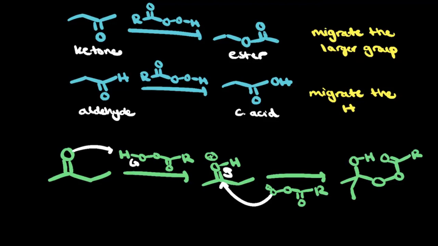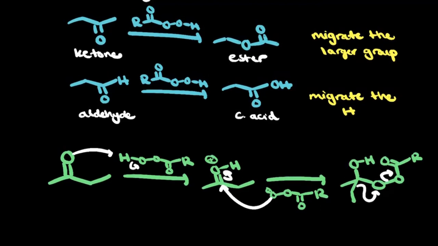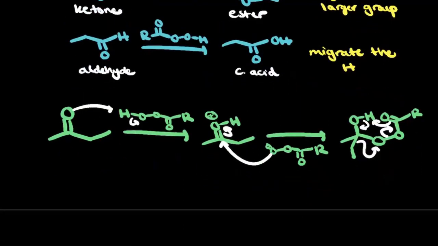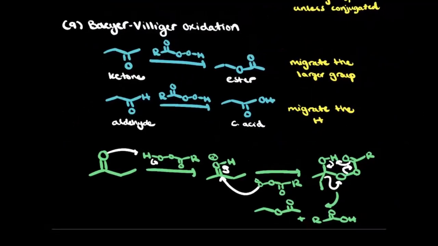All right, then what's going to happen is that you observe a 1,2 alkyl shift or hydride shift. Remember, your larger group is going to migrate, break that weak oxygen-oxygen bond, and then keep moving your arrows around until you end up with your final ester product, and a carboxylic acid byproduct. Okay, and that is your Baeyer-Villiger oxidation. Okay. Yeah, any questions about this?